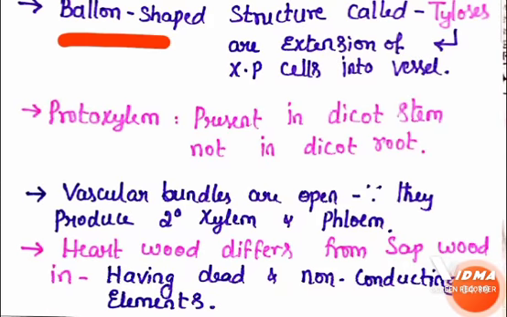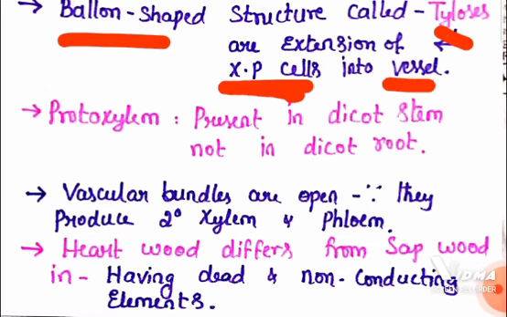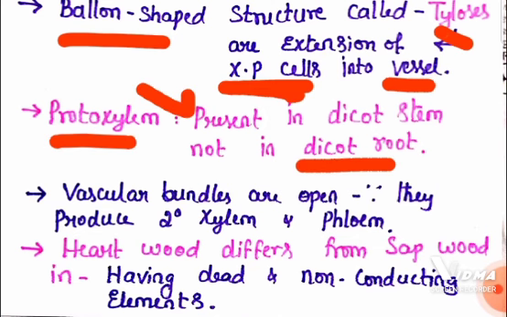Balloon shaped structures are called tyloses. They are the extensions of xylem parenchyma cells into vessels. And protoxylem is present in the dicot stem but not in the dicot root. And vascular bundles are open because they produce secondary xylem and phloem.